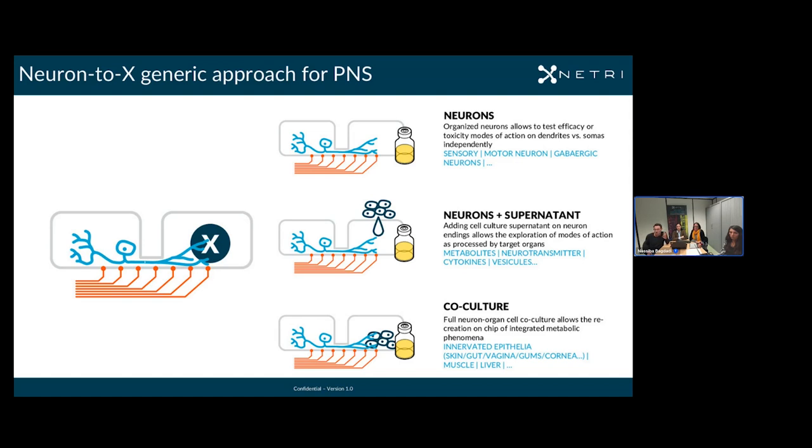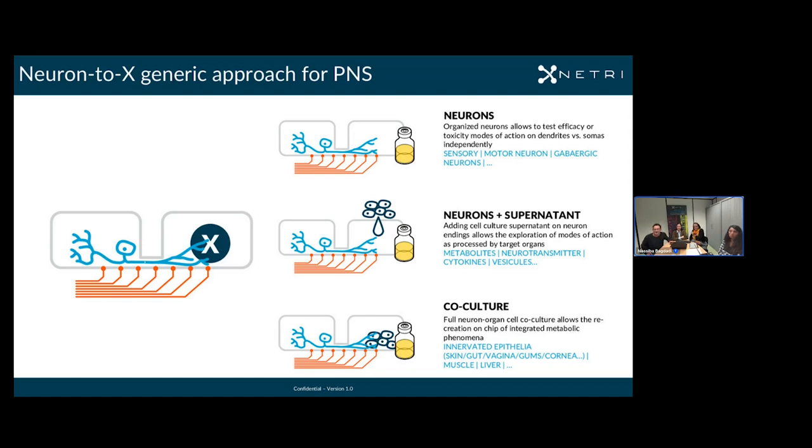You can do it by taking compounds alone, or supernatants that have processed compounds from organs, and you can go all the way, if necessary, to co-cultures. So that's our generic approach. But in order to do that, you have to have an effective sensor. So let's talk about the neuron as an actual sensor.